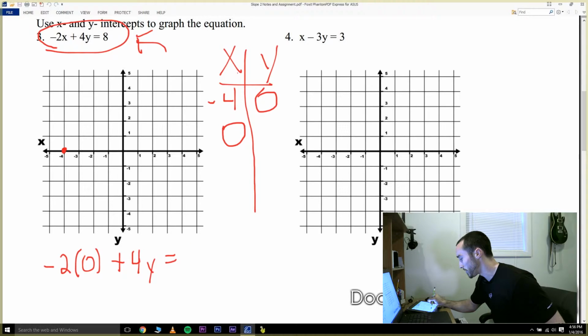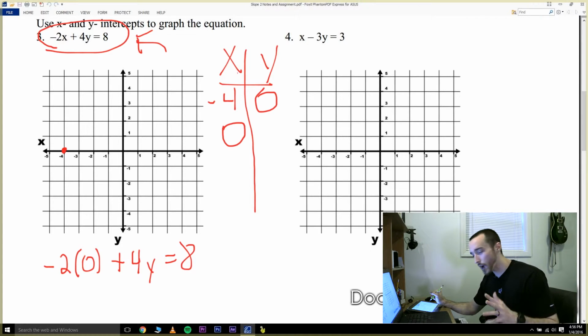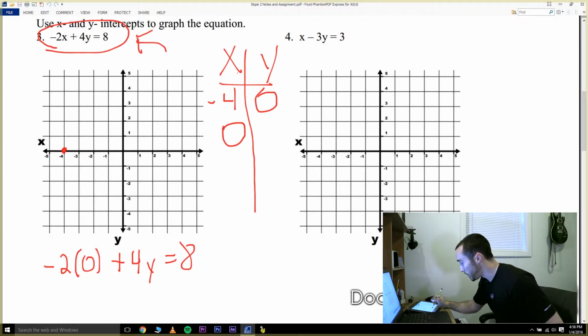If this is a little confusing to you, just remember it's kind of like opposites. If you're looking for the x-intercept, make y be 0. If you're looking for the y-intercept, which is what we're doing here, make x be 0 and just solve it. Negative 2 times 0 is 0, so I can drop straight down to 4y equals 8. And then to get y by itself, we would divide by 4.